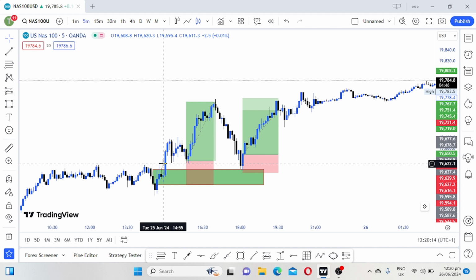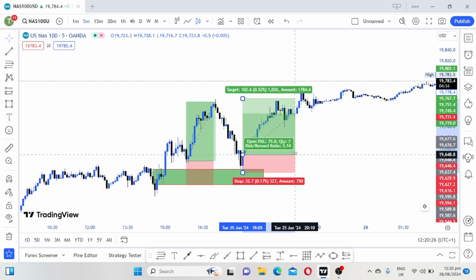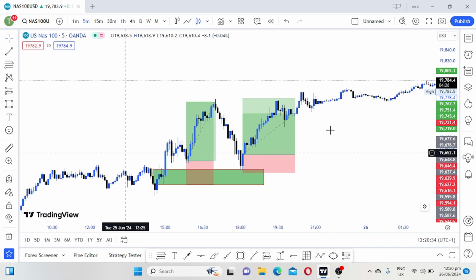Price came back to the same zone and retested again, and then we placed our buy. We did place our second buy, and then price continued in our direction. Now that is the first example. Let's go to the second example.